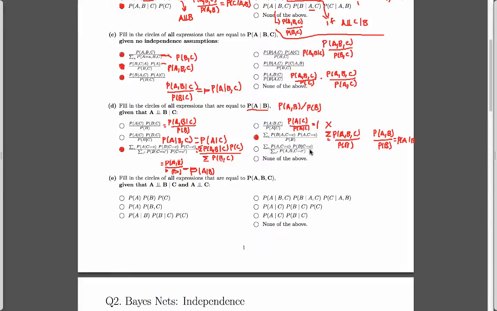Now let's look at this last option. So we have the probability of A, C times the probability of B given C. We know that this term right here is equal to the probability of B given A and C, because we know that A is independent of B given C. So when we multiply that by the first term, probability of A and C, we get that the top is the sum over C of the probability of A, B, and C. And on the bottom, we have summing over C, the probability of A, B, and C.